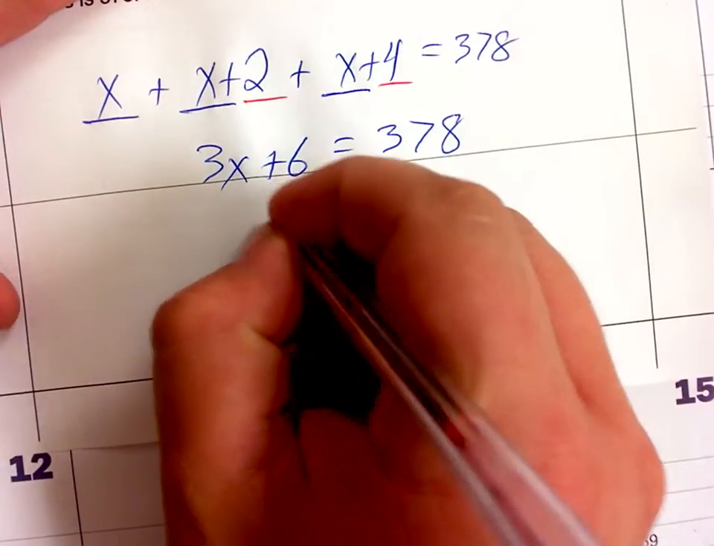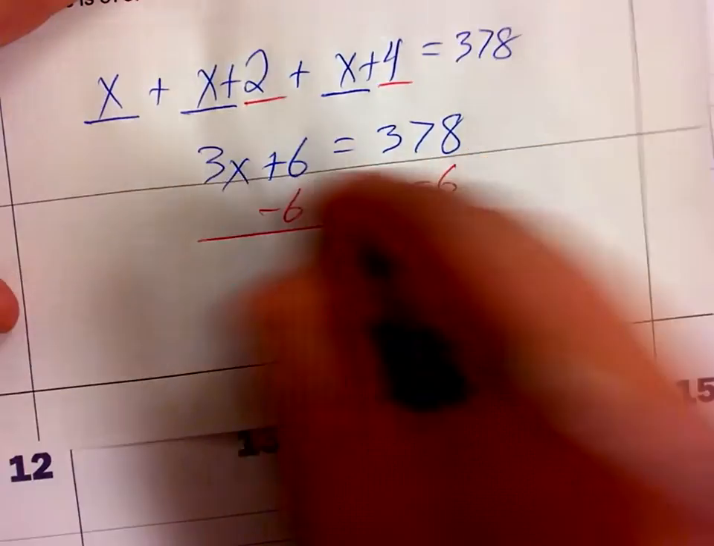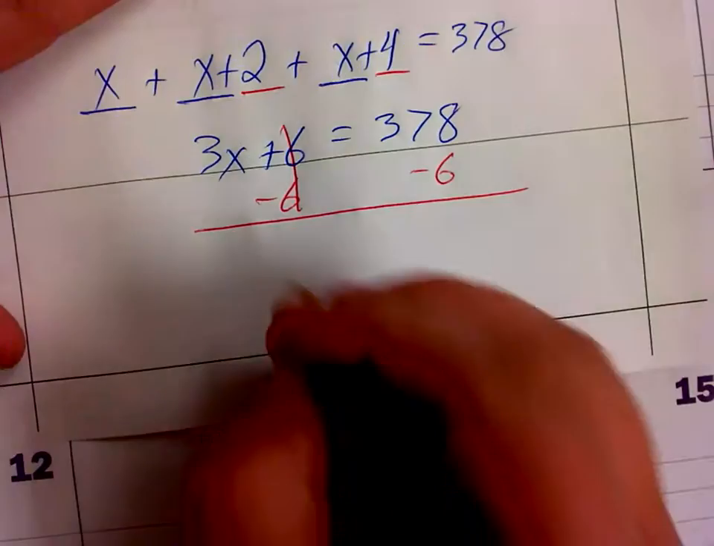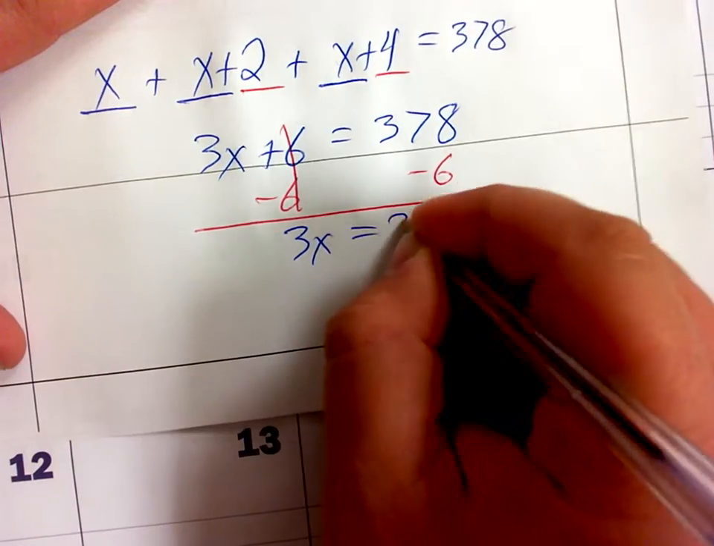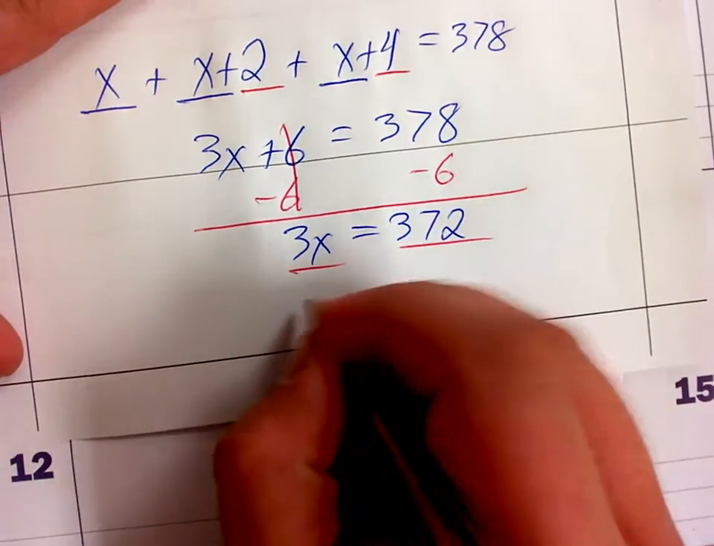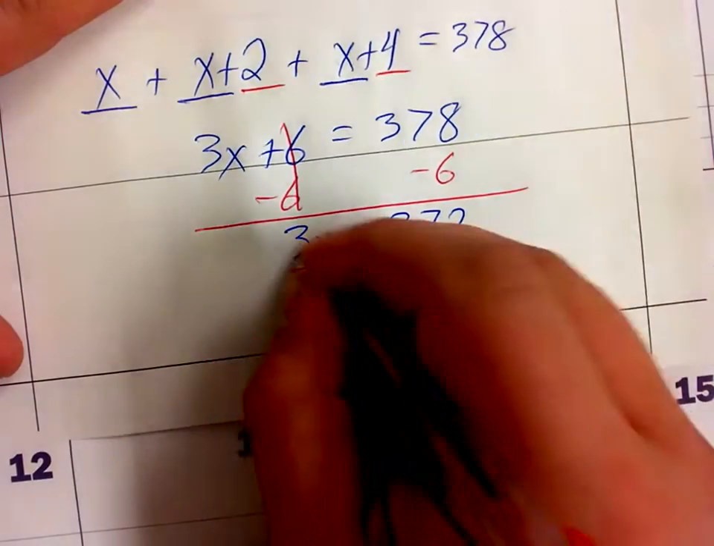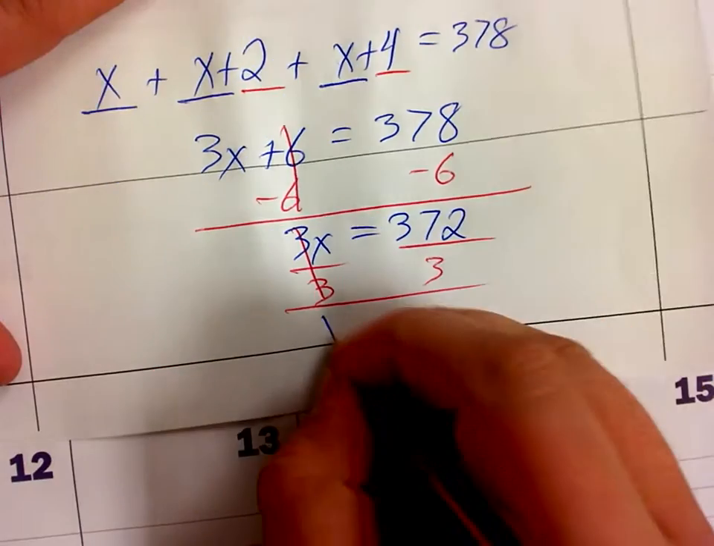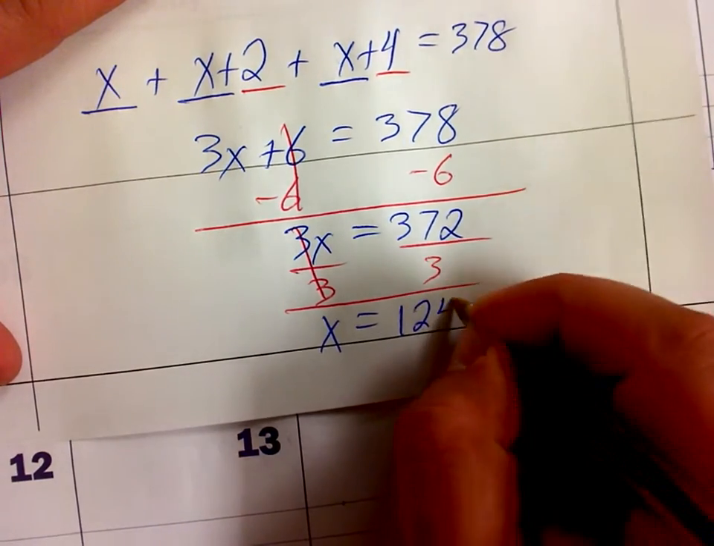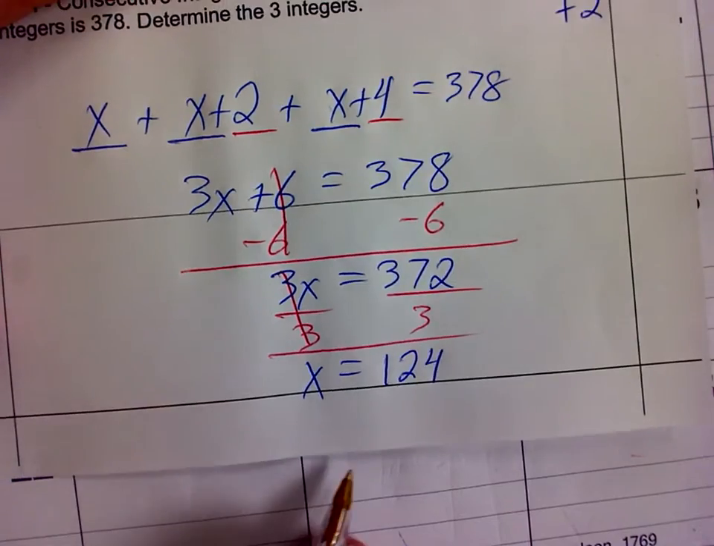Next, we want to get rid of the plus 6 through opposite order of operations and golden rule by doing everything to both sides. The 6s on the left cancel out, leaving us with 3x is equal to 372. And then after we do that, we're going to get rid of this times 3 by dividing both sides by 3, in which case we'll end up with x is equal to 124. Our first integer of our 3 consecutive evens.